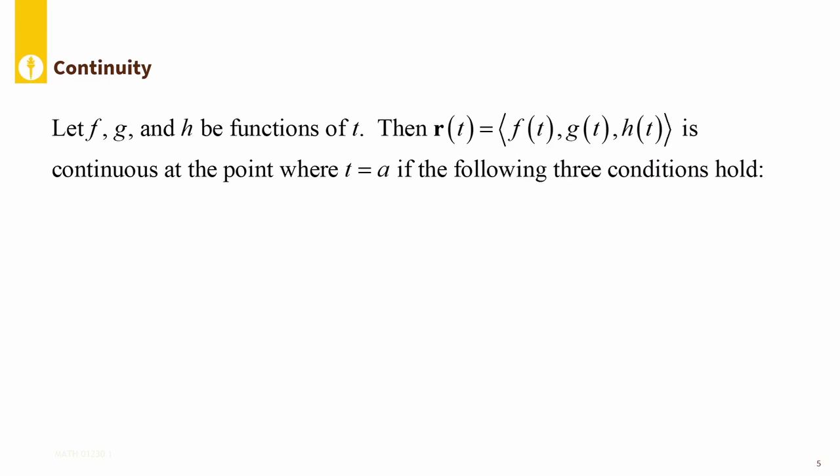What were the three conditions? What was the first condition? Has to be defined. Where? At A. Right, R of A has to exist, which means F of A, G of A, H of A all have to exist. What was the second condition?